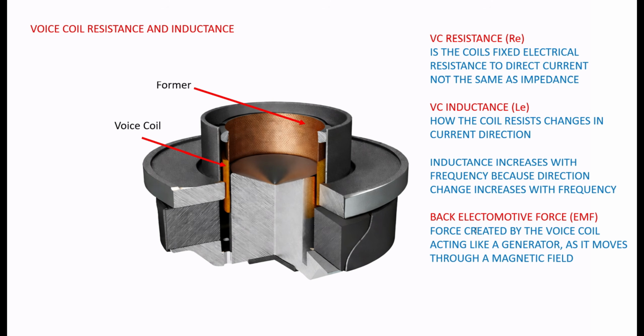The third term is back electromotive force, or EMF. So basically the voice coil is moving up and down in a magnetic field, and it's a coil of wire, and that is exactly like a small generator. So while you have these magnetic forces pushing on the cone, you're actually generating a small amount of voltage as the voice coil goes up and down in the magnetic field. And anyway, that's essentially electromotive force, or back electromotive force.